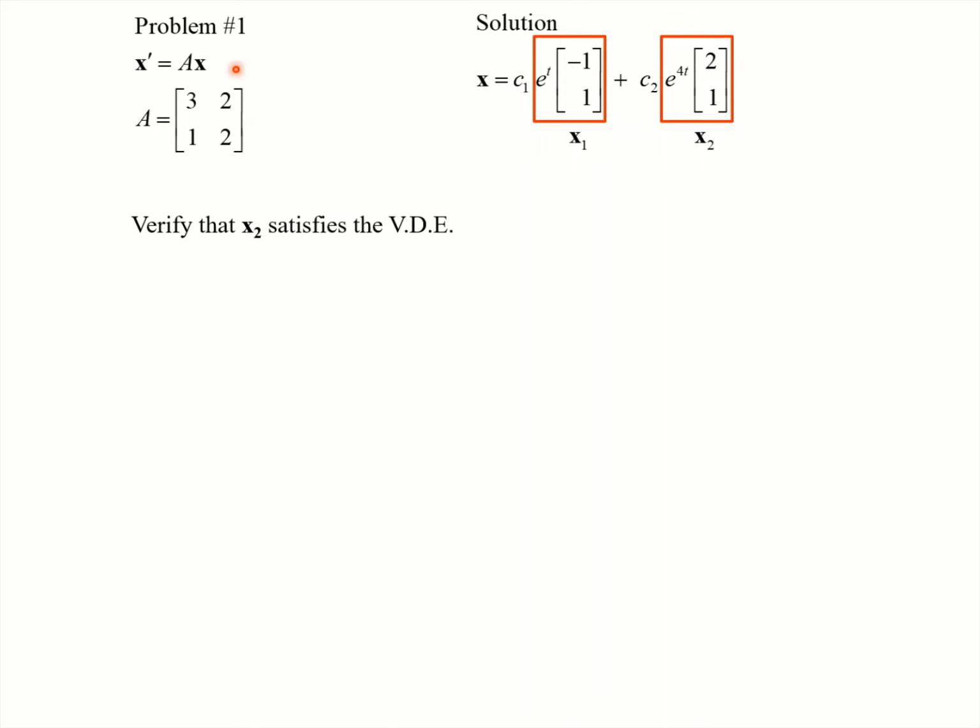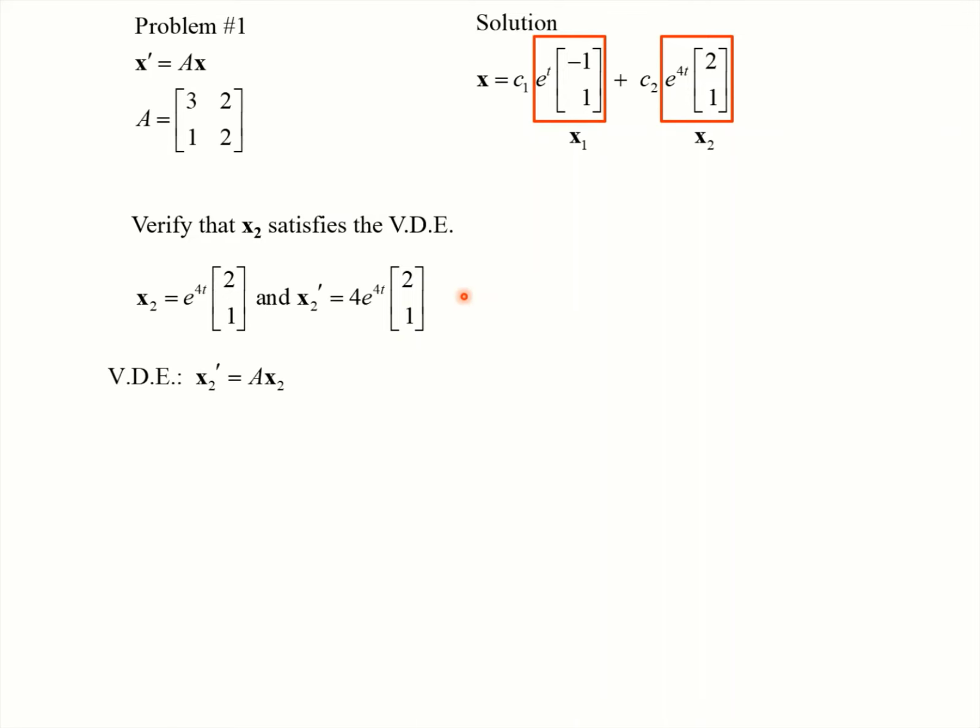In order to do that, I must take its derivative. So x2 is e to the 4t times (2, 1). I'm just copying it down. The derivative with respect to t, well, (2, 1) is just a constant, and so the derivative of e to the 4t is 4e to the 4t. And so we have that. So now I'm going to plug that into the vector differential equation.